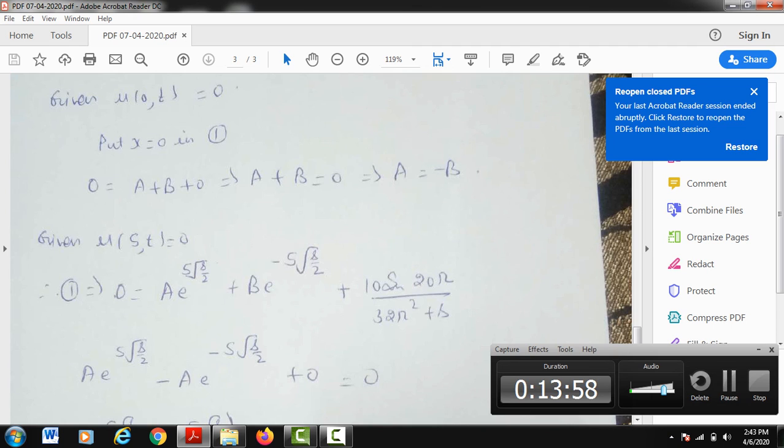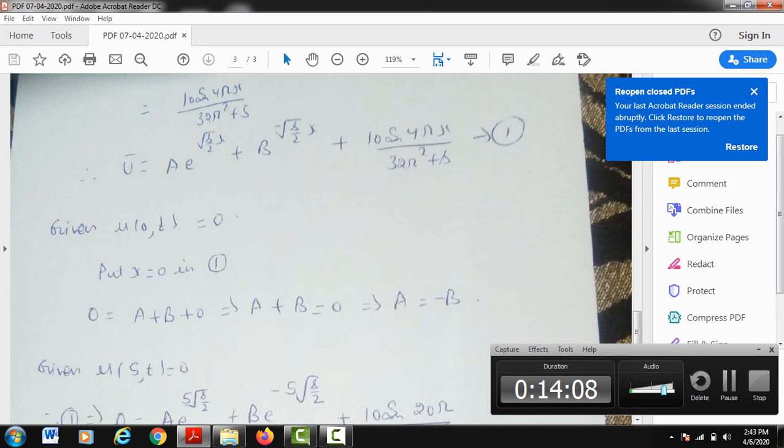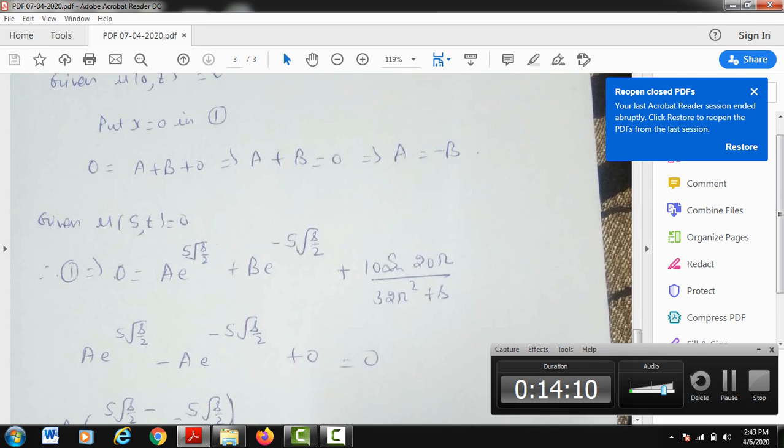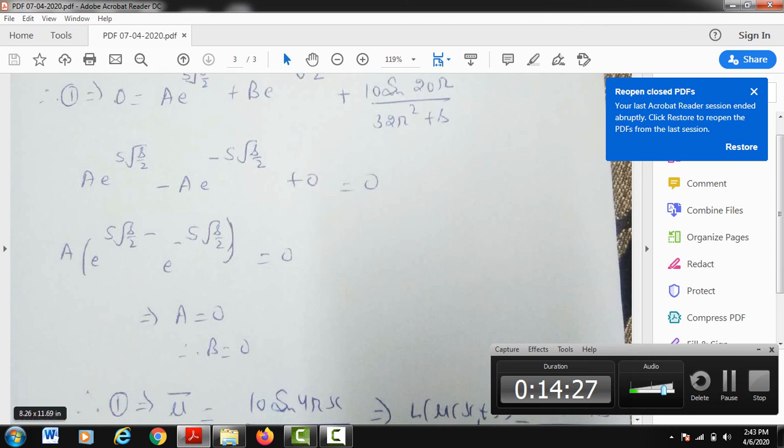In the first equation, I will get u as 0: a e to the power 5 root s by 2 plus b e to the power minus 5 root s by 2 plus 10 sine of 4 into 5, that is 20 pi, over 32 pi squared plus s. Now sine 20 pi will be 0, because I told you so many times that sine n pi is always 0. Okay, so I am getting a e to the power 5 root s by 2 and writing the value of b as minus a e to the power minus 5 root s by 2 is 0. I am taking a as common, and inside I have e to the power 5 root s by 2 minus e to the power minus 5 root s by 2 is 0.